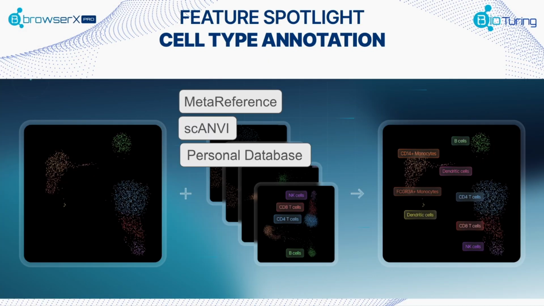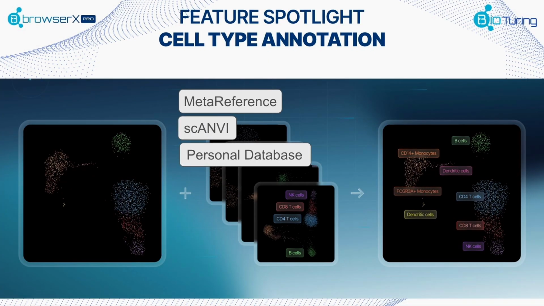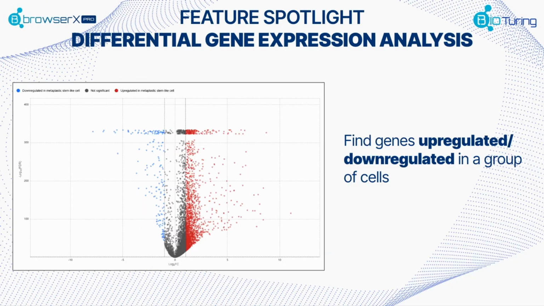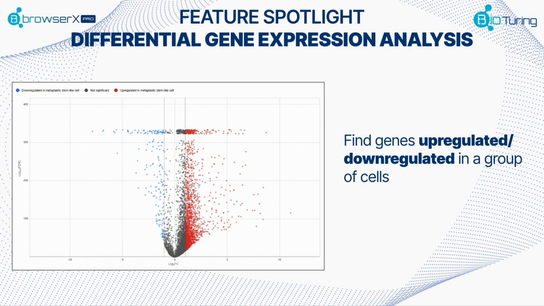We also recognize that cell type annotation is one of the most rigorous and rate-limiting steps in single-cell analysis, and so we provided multiple ways for you to perform cell type annotation in an automated way that still allows for manual refinement. Some of the more basic analyses we provide include differential gene expression analysis, where you can find which genes are upregulated or downregulated in a group of cells.